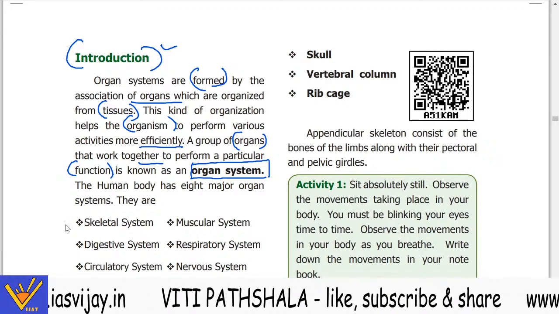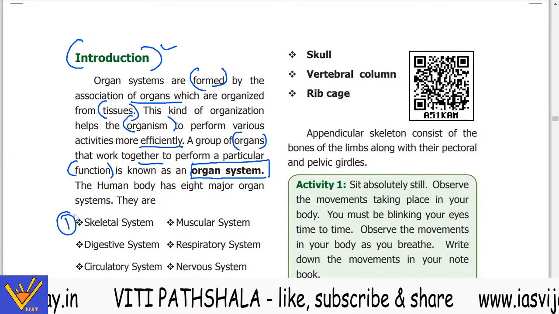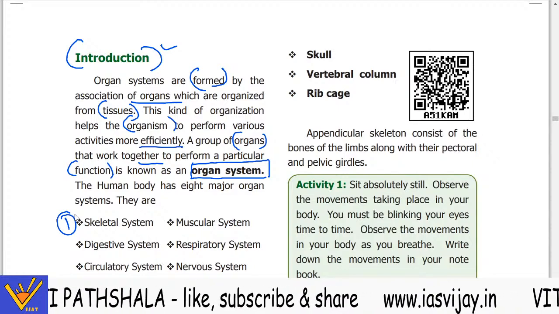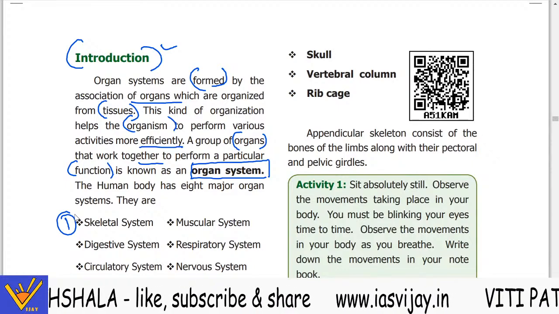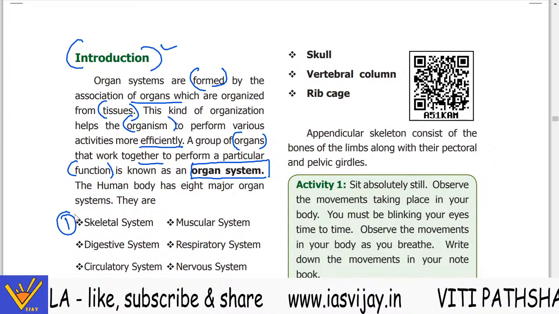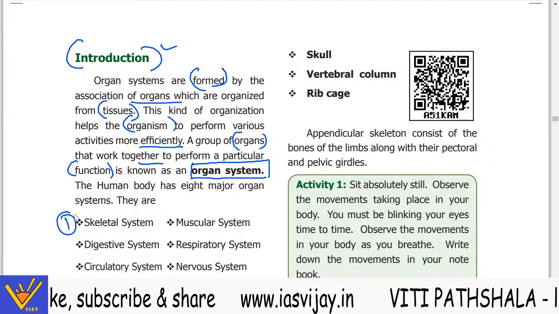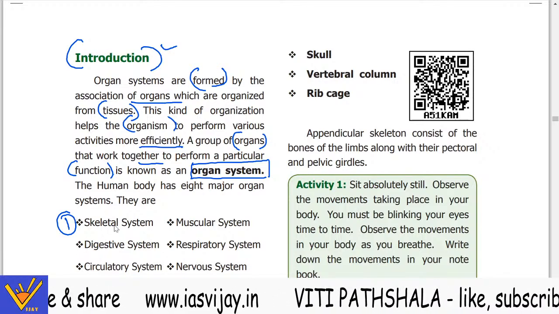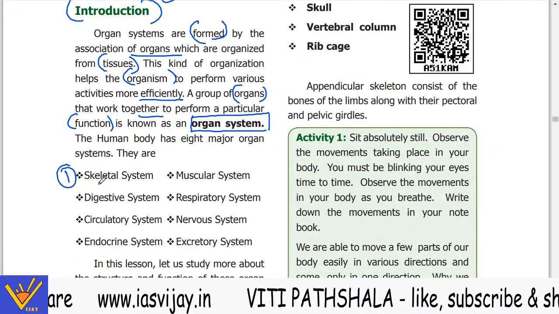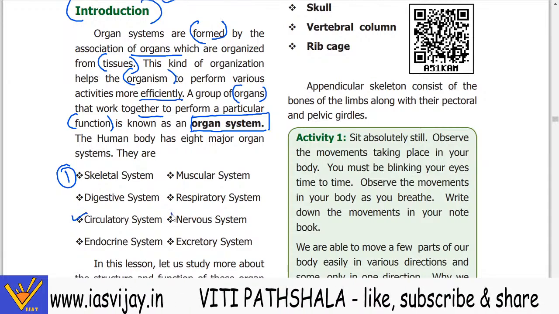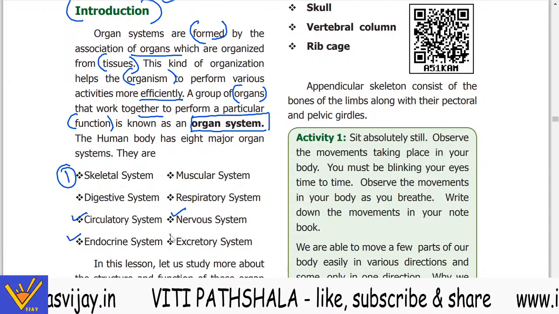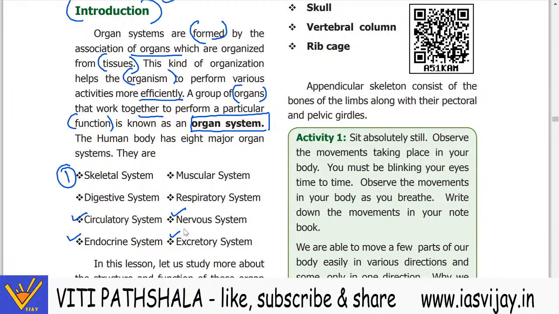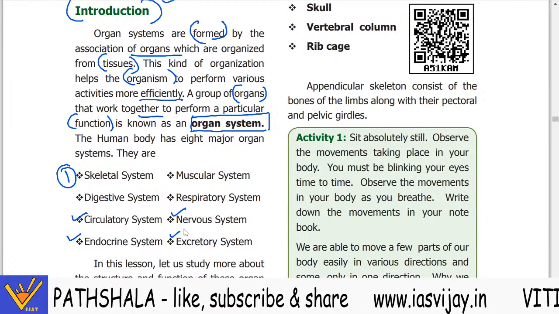So the first one is our skeleton system, that provides a structure to our body. It is the draft of our body. Then comes our muscular system, then the digestive system, respiratory system, circulatory system, nervous system, endocrine system, and excretory system. These 8 types of systems we will study in detail.